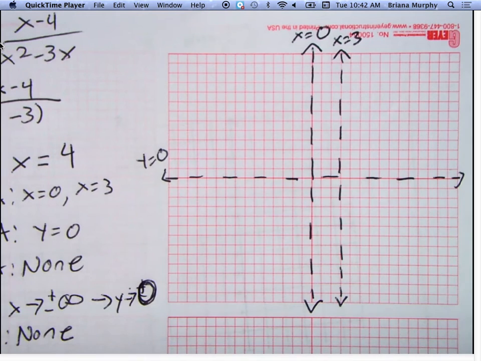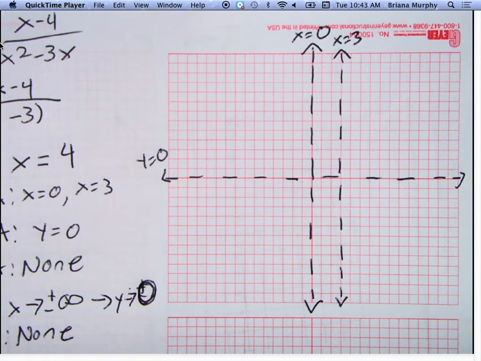Now, there are certain cases where we can cross horizontal asymptotes, so we have to be careful. Vertical, oblique, we can. Certain horizontal asymptotes we can cross. Okay.